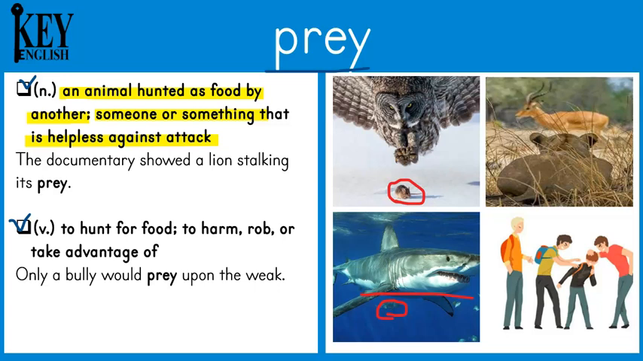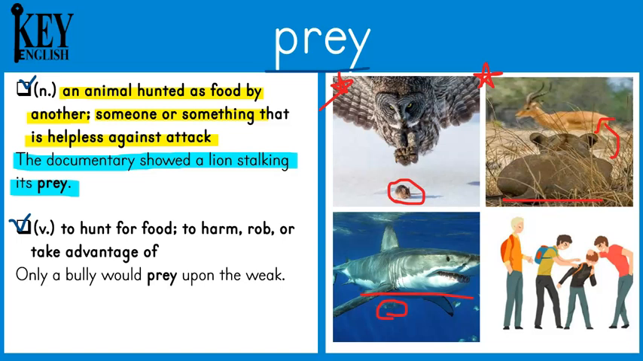The example sentence says, the documentary showed a lion stalking its prey. Just like in this picture here, you can see that the lion is waiting carefully in the bushes before it attacks its prey. Another example would be, the owl silently caught its prey. And we can also use prey as a verb. The meaning is the same, we're just using it as the action now.